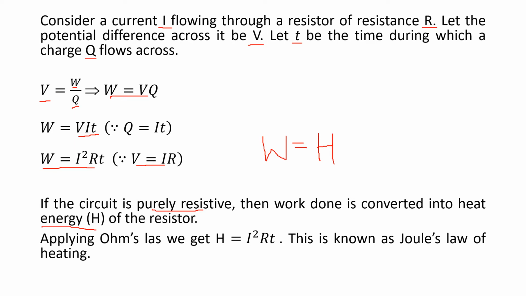This is known as Joule's law of heating. Remember, the heat produced is given by the formula H is equal to I square RT. But we can also use H equal to WQ. We can also use H equal to VIT, or we can use H equal to I square RT. These are the different forms of the same formula of the heating effect. This law is known as Joule's law of heating, and this particular slide is giving you the derivation of how to derive the formula H is equal to I square RT.